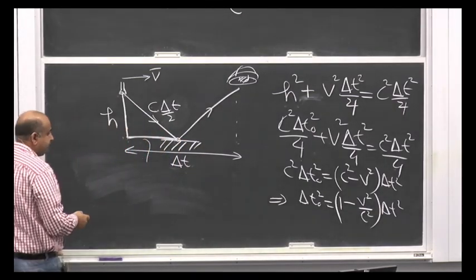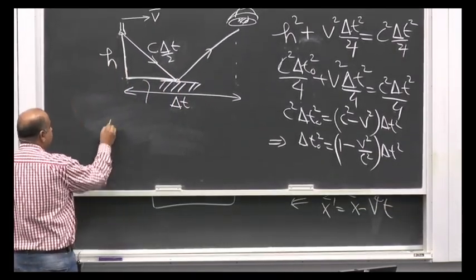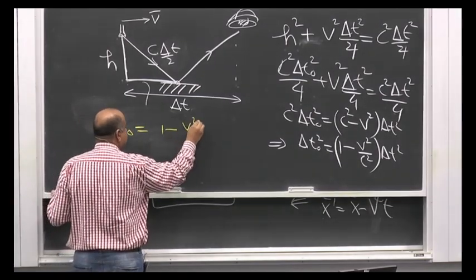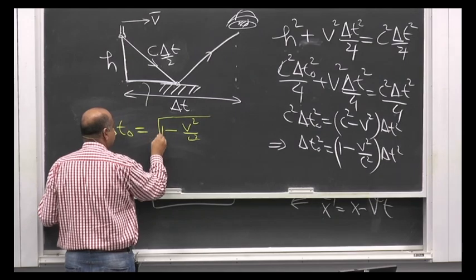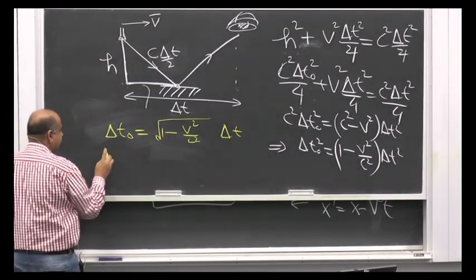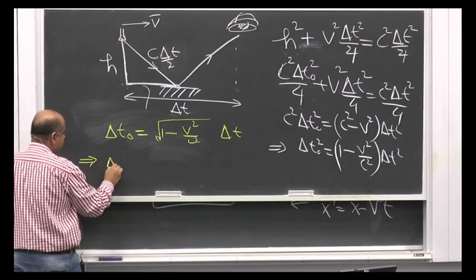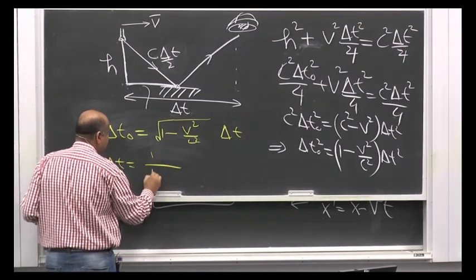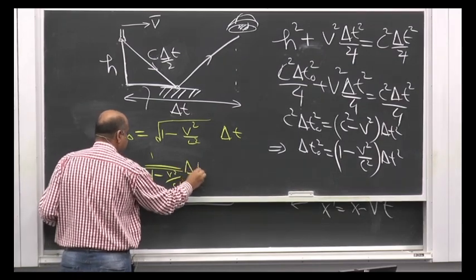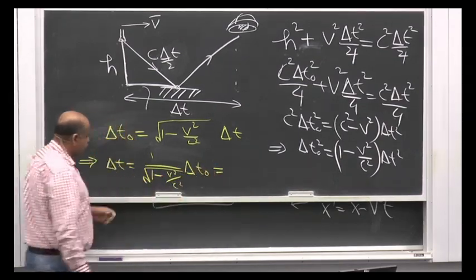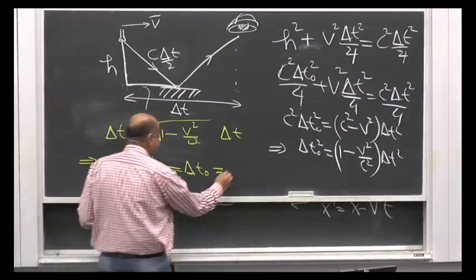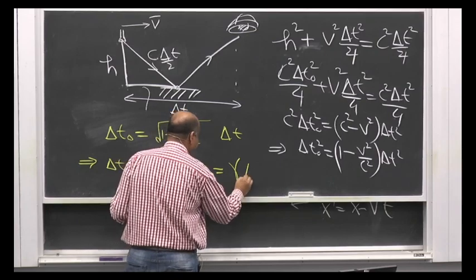So we get, by taking the square root, delta T naught is square root of 1 minus v square over c square times delta T. If you bring this to the other side, this becomes delta T equals gamma delta T naught. And since this factor will come again and again, let me call it just gamma, this is a Greek letter.